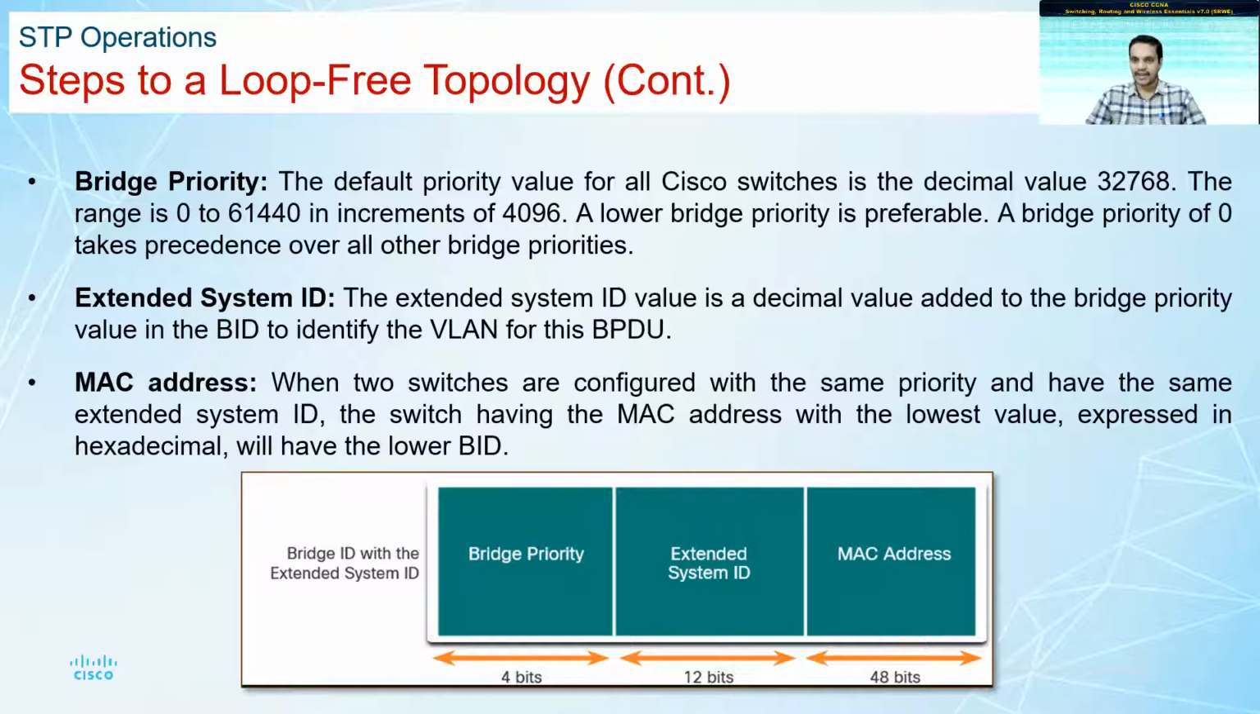The second field, which is 12 bits in length, is called the extended system ID. It identifies the VLAN which this switch belongs to, or which this BPDU is coming from. And the last field, which is 48 bits in length, is your MAC address. When two switches are configured with the same priority and have the same extended system ID, the switch having the lowest MAC address will have the lower BID. We'll talk about why we need to consider all these things. For now, remember that the BID consists of 3 parts: the bridge priority, the extended system ID, and the MAC address of the switch.